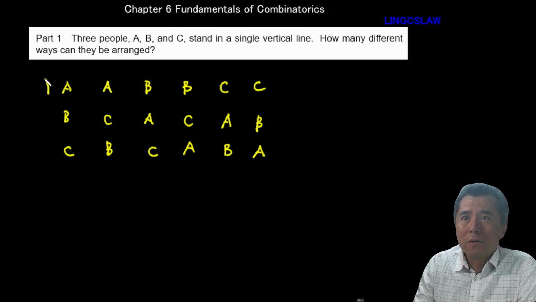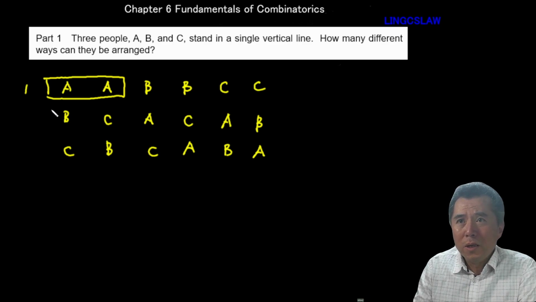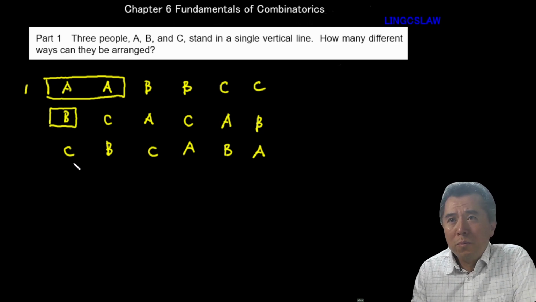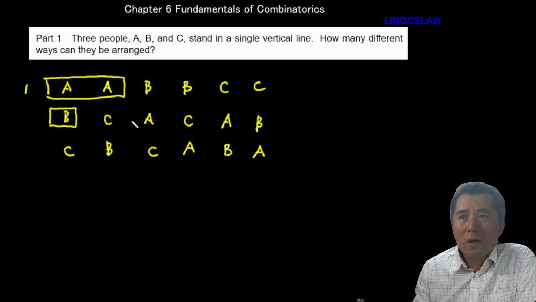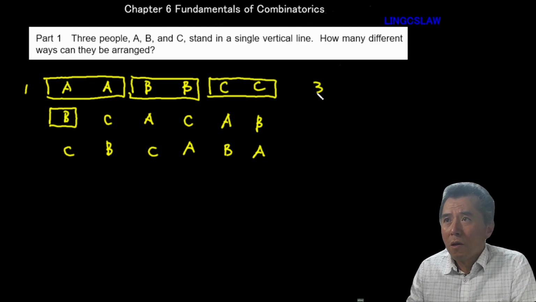Okay, first, if you take A for the first row, the second would be B or C. And if you take B in the second row, the third row will be C. So first, there are three ways for the first row. Three.